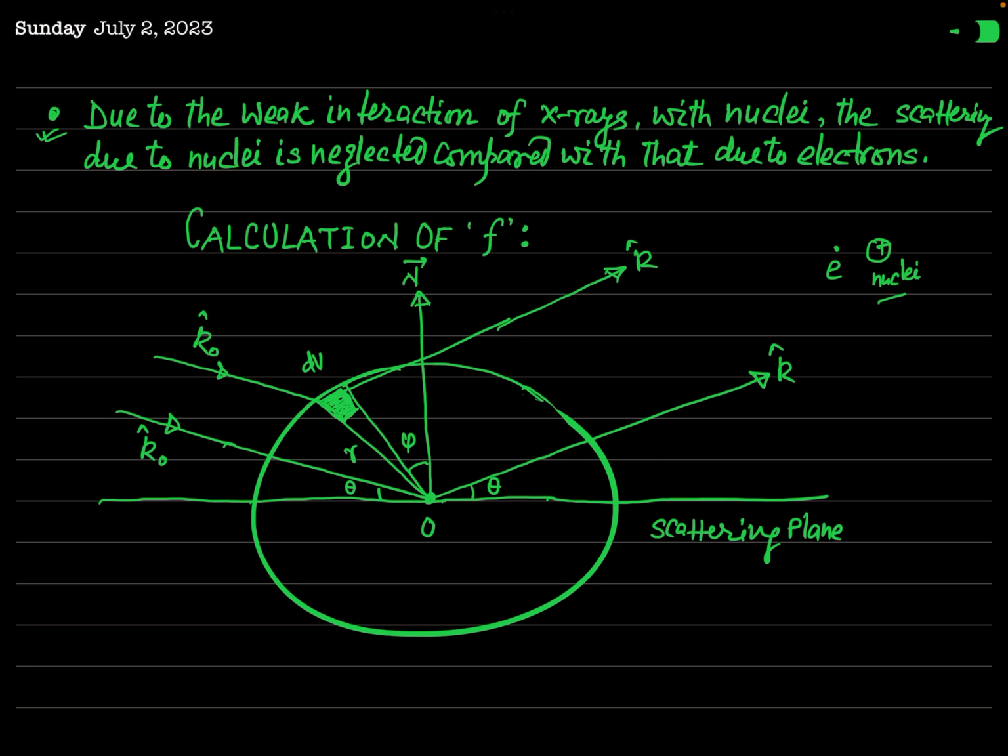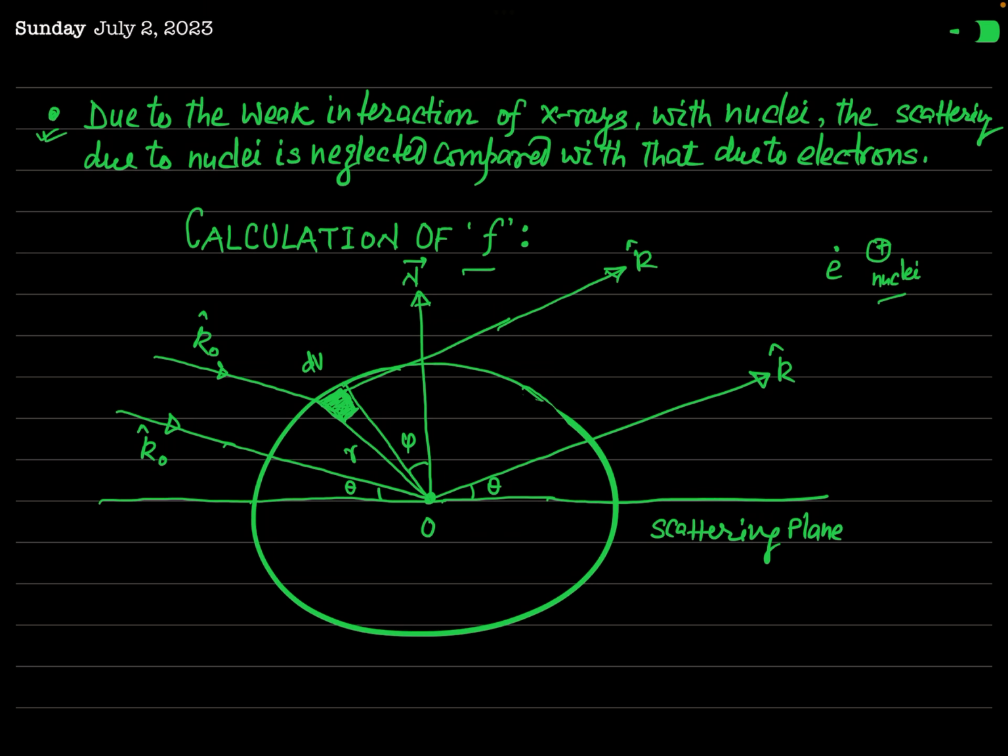I hope the basic definition of the atomic form factor, and why nuclei are not considered for the diffraction of X-ray, are now clear to you. Now our aim is to find the expression for the form factor or atomic scattering factor F. This is actually the most important part of this lecture.